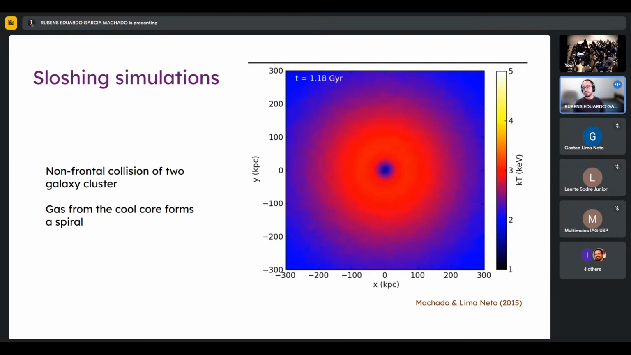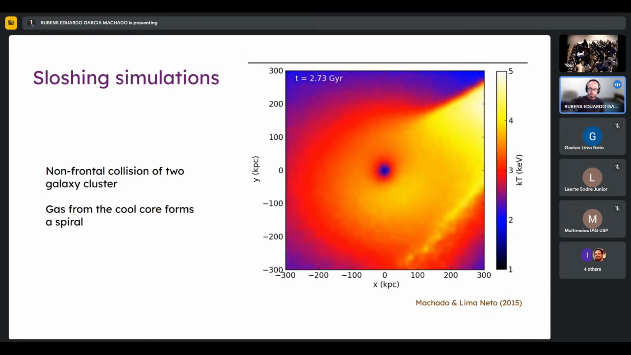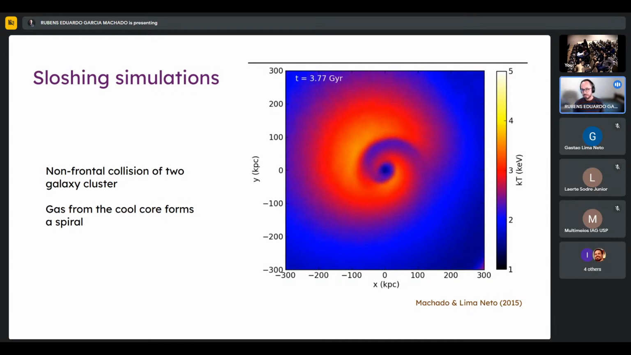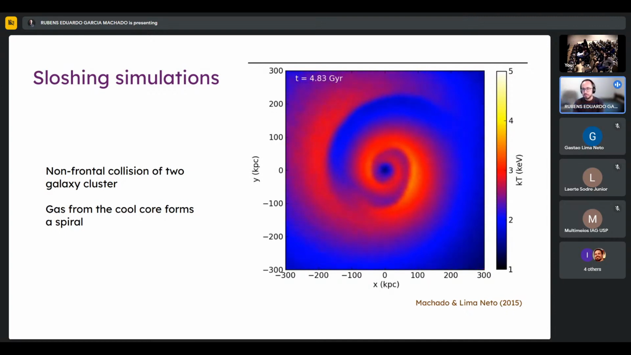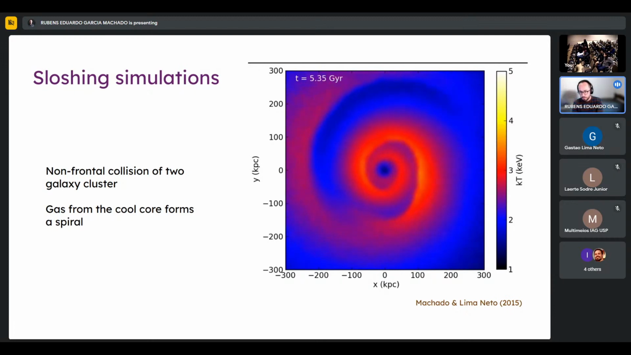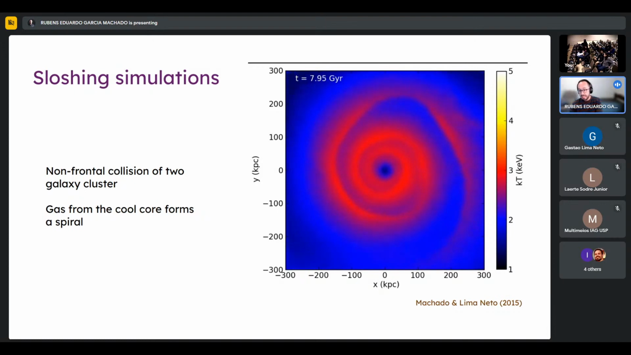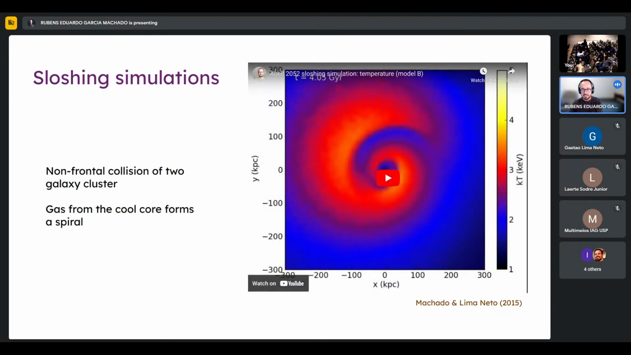What we're seeing here is temperature, the temperature of the intracluster medium. Blue is cold, red is hot. The secondary cluster, the perturber, passes some hundreds of kiloparsecs next to the main cluster, and we see here the development of the sloshing spiral, which, as we can see, is a spiral of cold gas. So the gas in these blue regions is colder and denser than the gas in its surroundings.